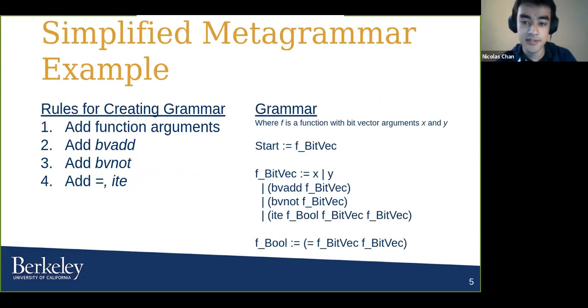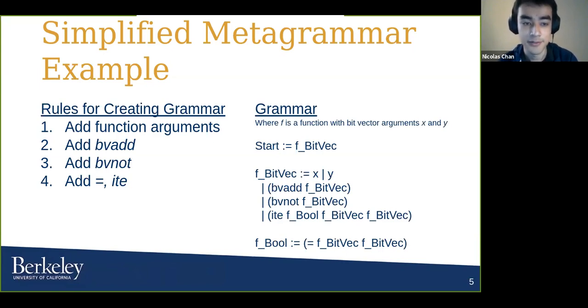So when you're doing syntax-guided synthesis, since it's syntax-guided, the first thing you have to do is come up with a grammar. So in this example, we have a function f which takes bit vector arguments x and y. And on the left here, we have the rules that we apply to create this grammar for f. So the first rule says add the function arguments. So there's this bitvec non-terminal, and we add the function arguments x and y. So that means that when you're synthesizing this function, it can refer to its own function arguments. Pretty important.